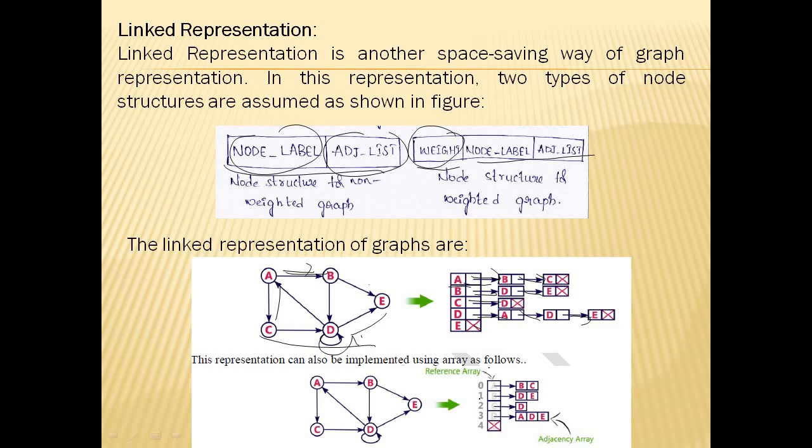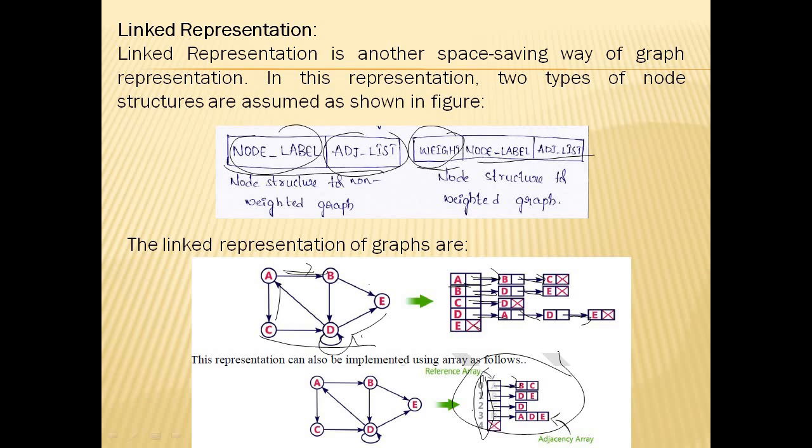So assume we have 5 cells of an array. The 0 cell points to all the adjacent vertices of A. The first cell points to all the adjacent vertices of B. The second cell points to all the adjacent vertices of C. The third cell points to all the adjacent vertices of D. And the fourth cell points to all the adjacent vertices of E. So this is one way of linked representation.